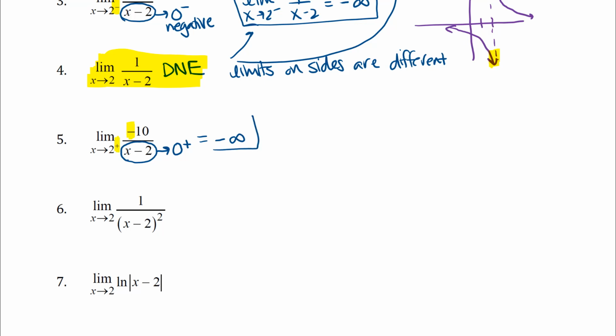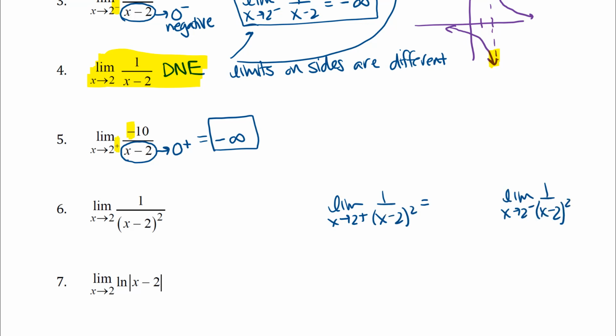And a good way to verify that that answer makes sense is to use a table or a graph of the function and look at those output values just to the right of x equals 2. All right, for these next two, we're going to need to look at the one-sided limits. So I'm just going to go over here and write those down.